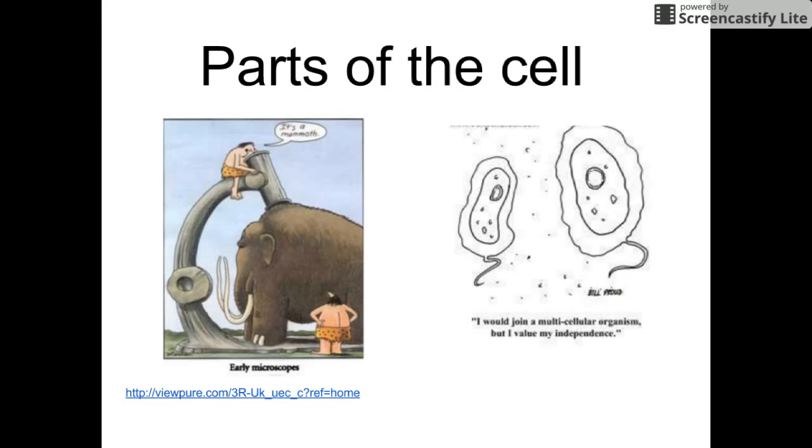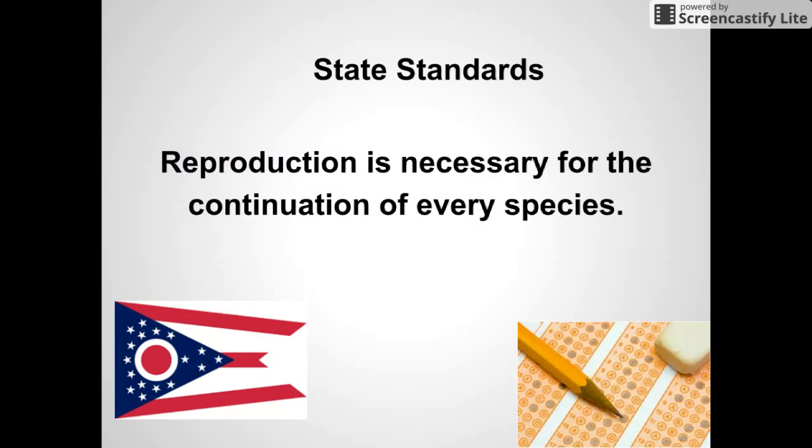So today we're looking at the parts of a cell. We have moved on to our life science unit. We are looking at the state standard today that talks about reproduction being necessary for the continuation of the species. In order to understand how asexual and sexual reproduction occur, we need to understand cell division. And in order to understand cell division, we need to know the parts of the cell that it's going to go through that process and how things are doubled and what's going on with the chromosomes and all of that when these cells are dividing.